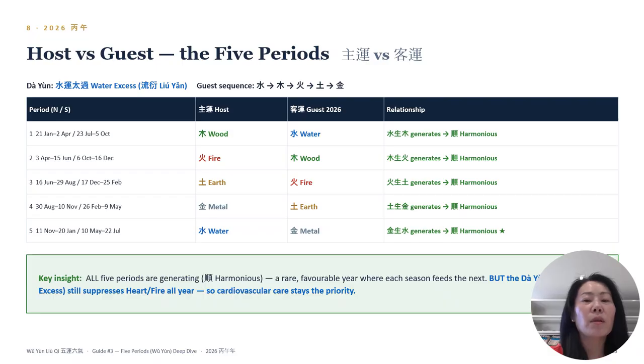The Wu Yun is still water excess, which suppresses the heart and fire all year long. So even in a harmonious year, cardiovascular care stays our number one priority.